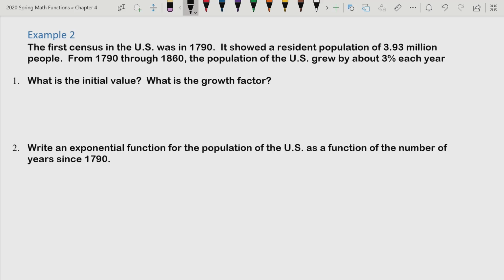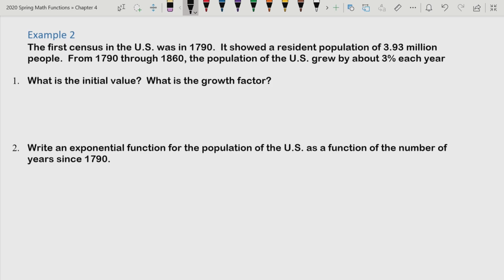Example 2. The first census in the U.S. was in 1790. It showed a resident population of 3.93 million people. From 1790 through 1860, the population of the U.S. grew by about 3% each year. What is the initial value? What is the growth factor?